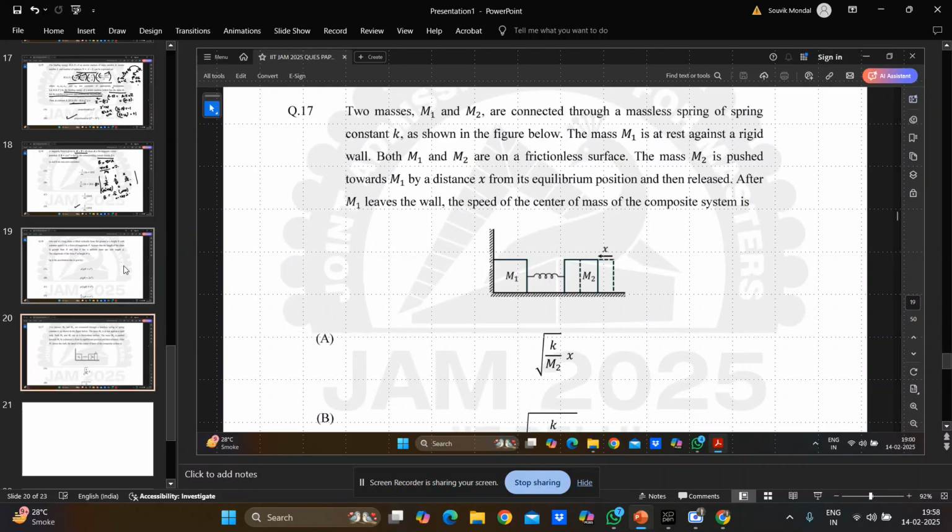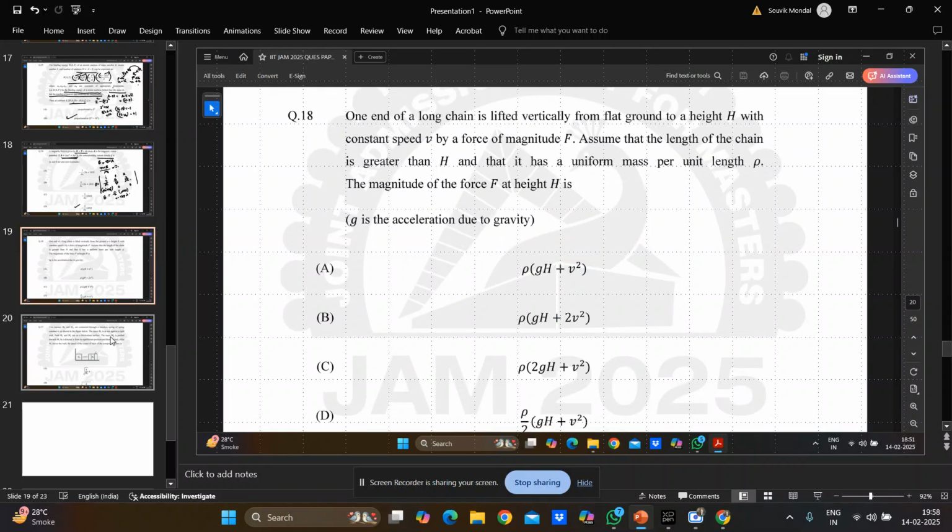Questions 18 and 19, I forgot them initially, so these are the two. One end of a long chain is lifted vertically from flat ground to height h with constant speed v by a force of magnitude f. Assume that the length of the chain is greater than h, and it has a uniform mass per unit length rho. So the thing is, you have a chain initially on the ground.